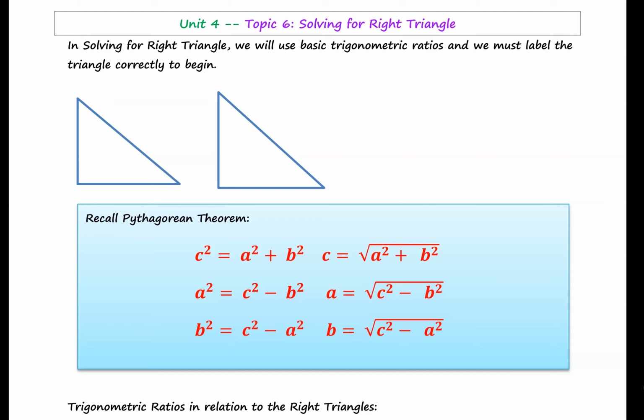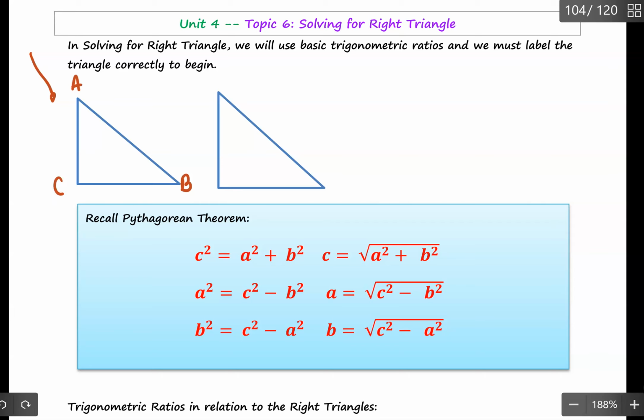Hello everyone. In this video, we will solve for a right triangle using the basic trigonometric functions of sine, cosine, and tangent. The first step is to learn to label the right triangle correctly. In this triangle right here, I will label it as A, B, C.